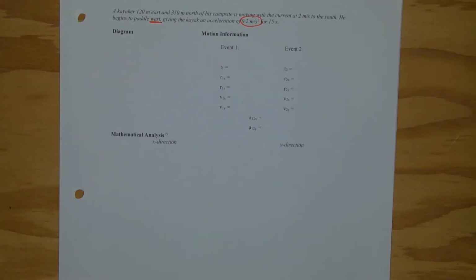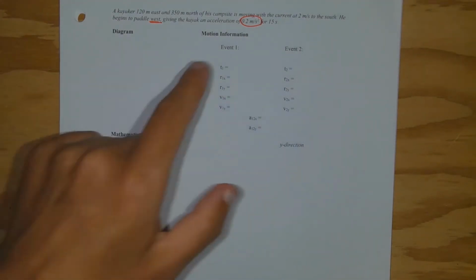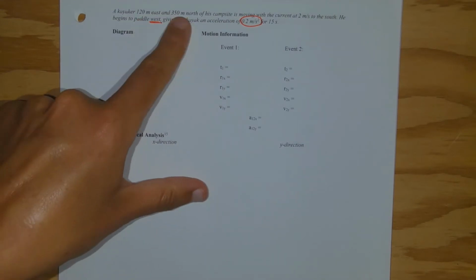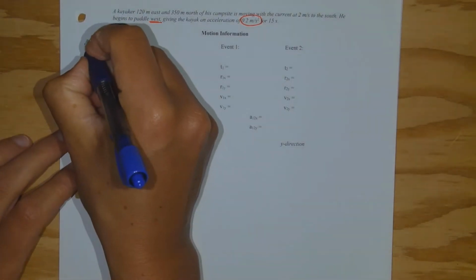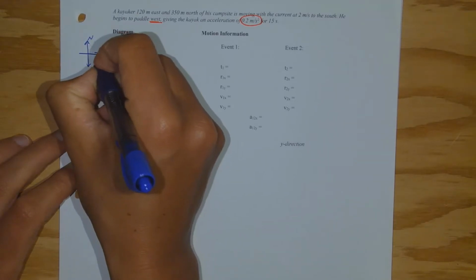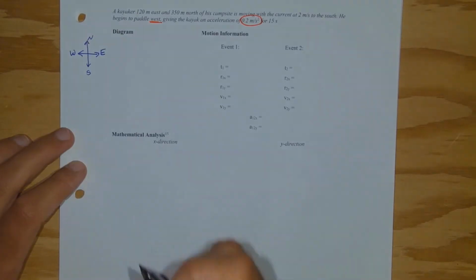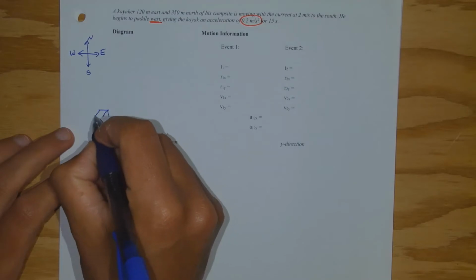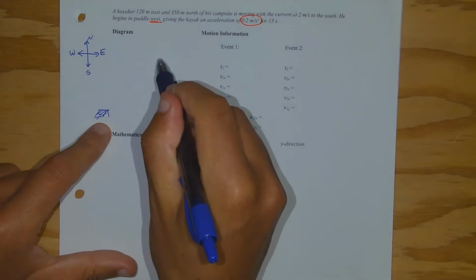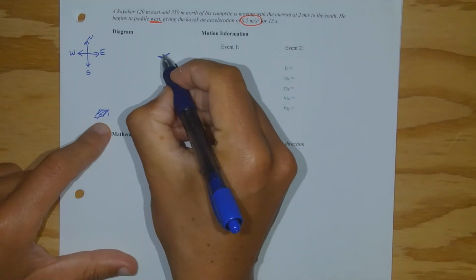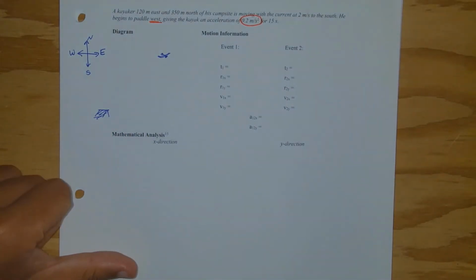Okay, so this problem is going to be different than all the other problems that we've looked at because the acceleration is not due to gravity. The kayaker is 120 meters east and 350 meters north of his campsite. So let's say this is north, this is south, this is east, this is west, and we'll put the campsite over here somewhere. So 120 meters east and 350 meters north puts the kayaker somewhere over here.